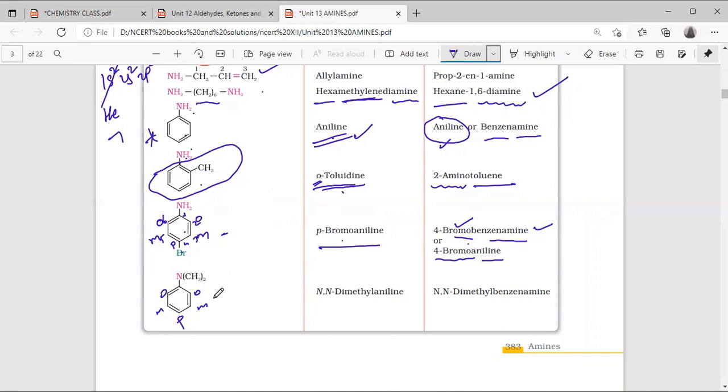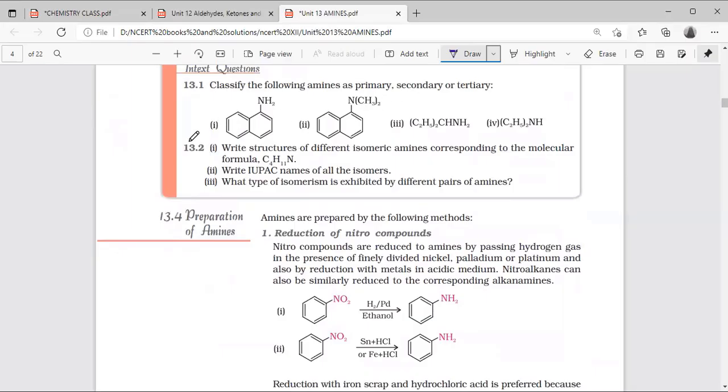Suppose in this aniline, nitrogen has any substitutions, then you can write N, N dimethyl first, then benzene amine. In the benzene amine, on nitrogen, 2 methyl groups are there. So first I am writing benzene amine, and these are the substitutions. That's why it is N,N-dimethyl benzene amine. If you have any doubt in this, you can ask, then I will write in that page. These are the names, okay.